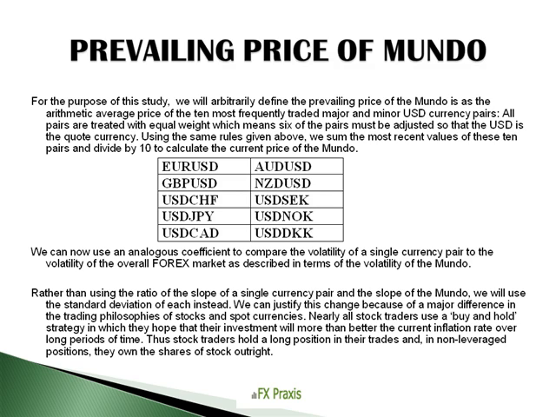For the purpose of this study, we will arbitrarily define the prevailing price of the Mundo as the arithmetic average price of the 10 most frequently traded major and minor US dollar currency pairs. All pairs are treated with equal weight, which means 6 of the pairs must be adjusted so that the US dollar is the quote currency. Using the same rules given above, we sum the most recent values of those 10 pairs and divide by 10 to calculate the current price of the Mundo. We can now use an analogous coefficient to compare the validity of a single currency pair to the validity of the overall Forex market as described in terms of the Mundo.